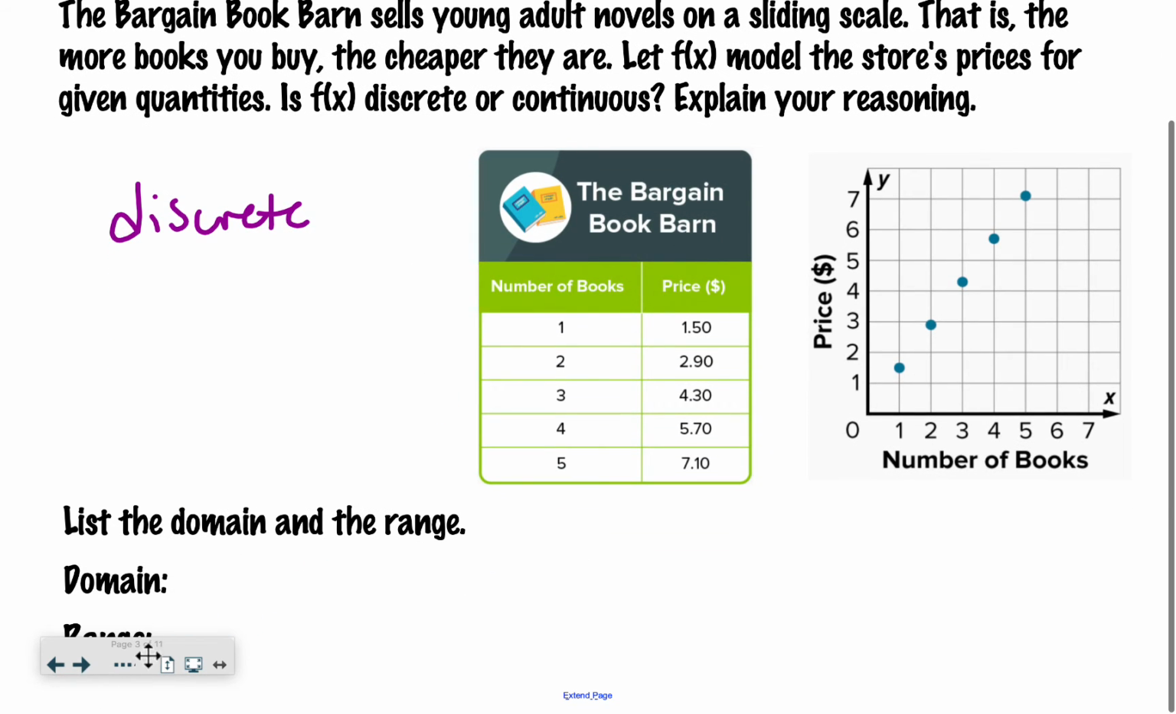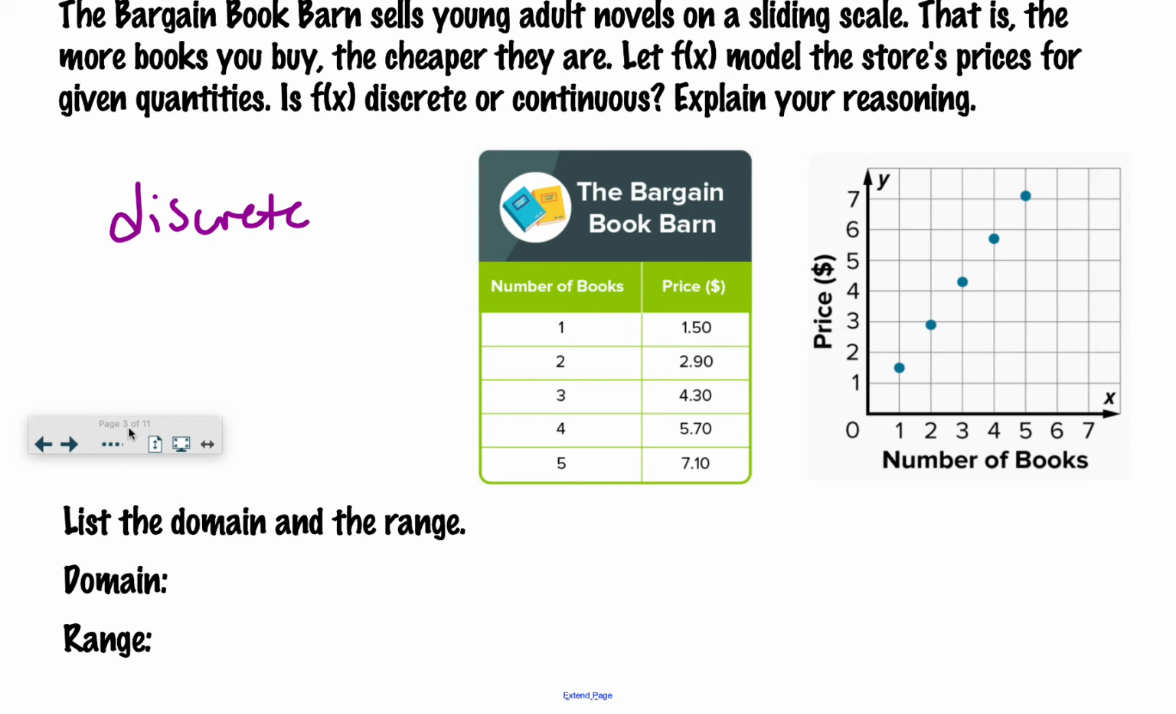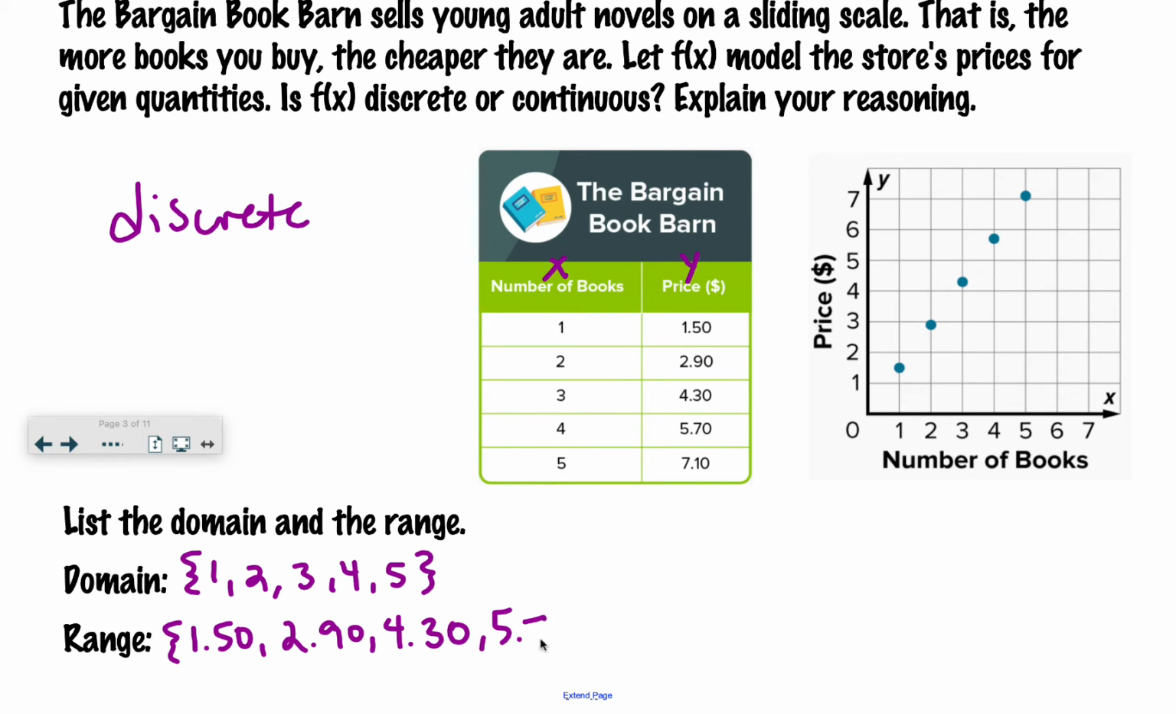Then the next part of the question: list the domain and the range. The domain, like I said earlier, is going to be your x values. It's nice that we have this table right here, because x is going to be our number of books. So 1, 2, 3, 4, 5. And remember, you use the squiggly brackets. And then for the range, we have our price. So 150, 290, 430, 570, and 710.